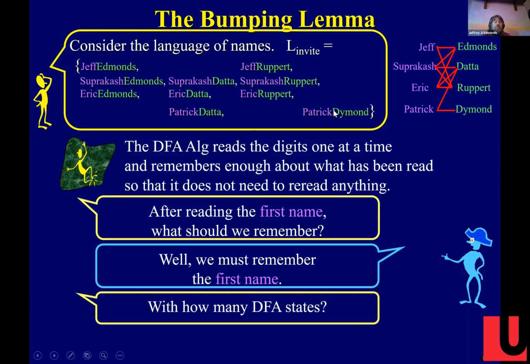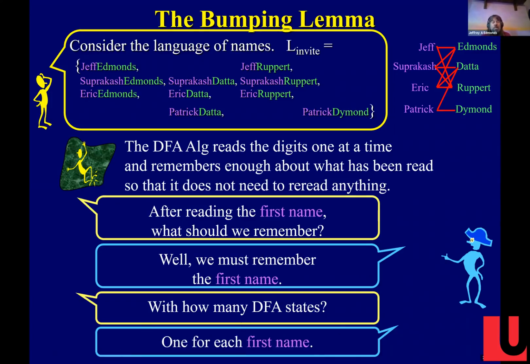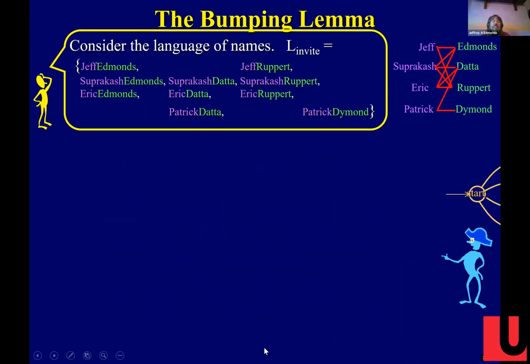These are all, by the way, professors. The diagonal here, Jeff Edmonds, Supercash Data, Eric Rupert, and Patrick Diamond are all professors in theory at York. All right? So we might need a different state for every first name.